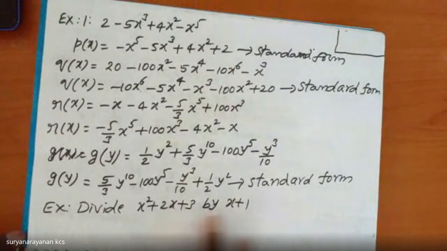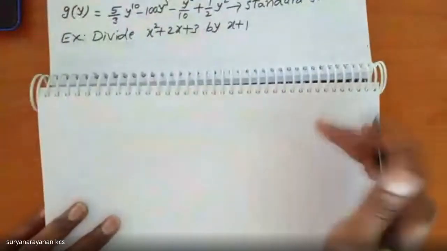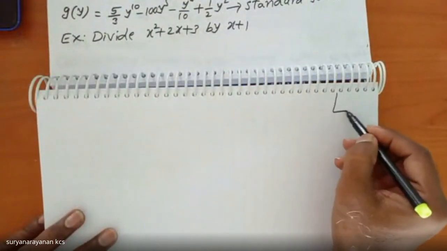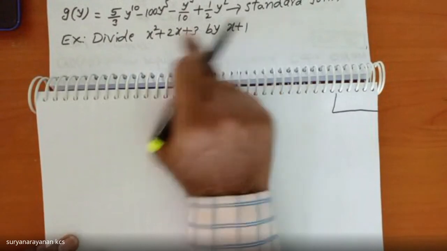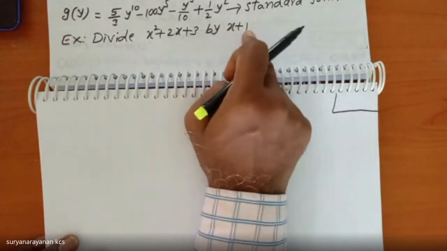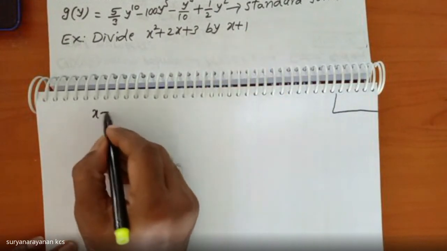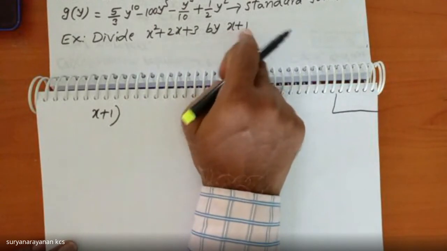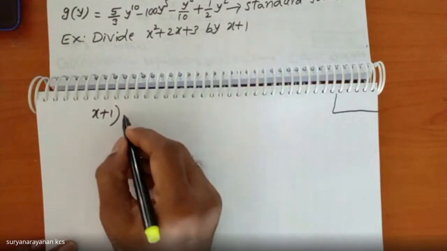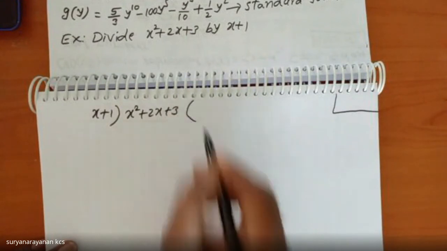So we are dividing this polynomial by this polynomial. Already this is in the standard form, this polynomial is also in the standard form, so no need to rearrange the terms of these polynomials. X square plus 2x plus 3.